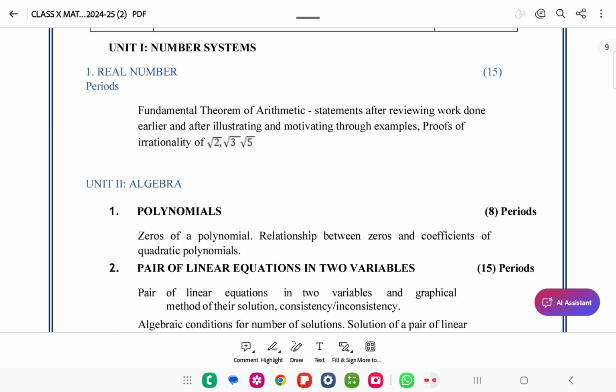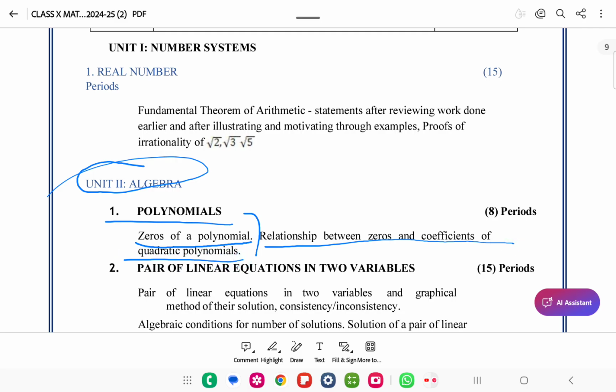Before going to that, we can see that in algebra, unit 2, we have polynomials. We can find here zeros of the polynomial. That is one part, where 1 mark questions may be asked. Relationship between zeros and the coefficients of quadratic polynomials. Here we can see the sum and product calculations. These are all the things we will study in polynomials. Poly means many.